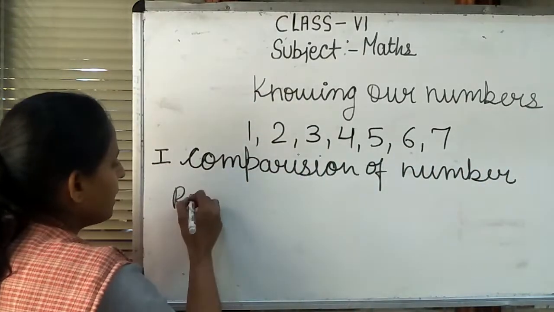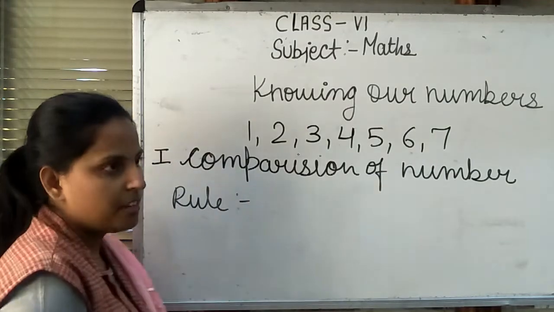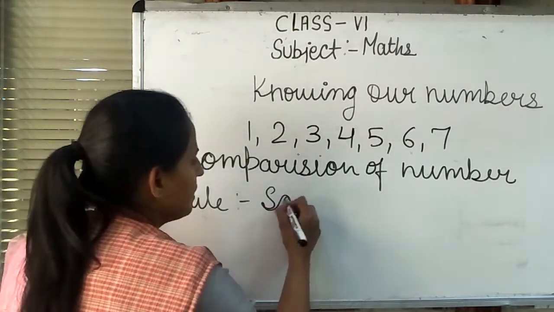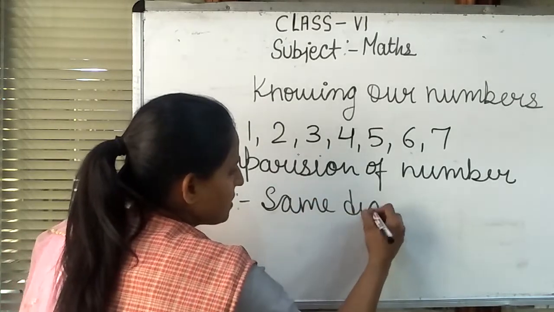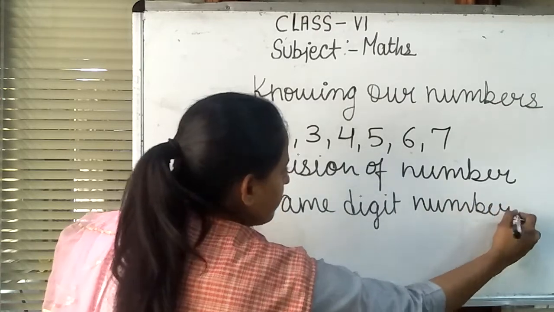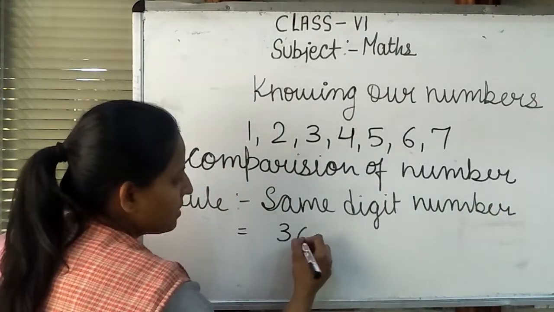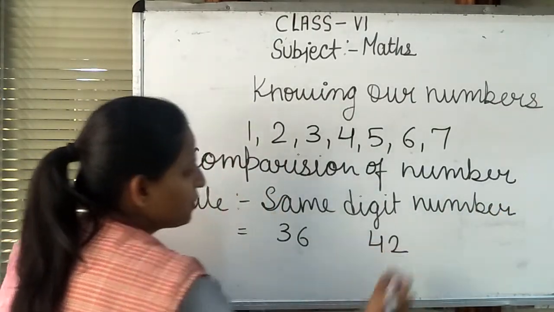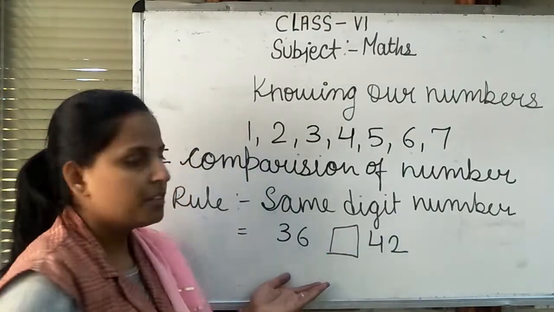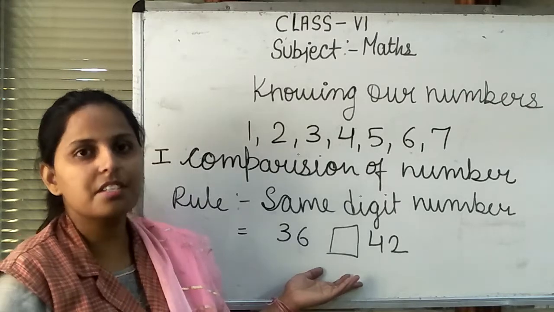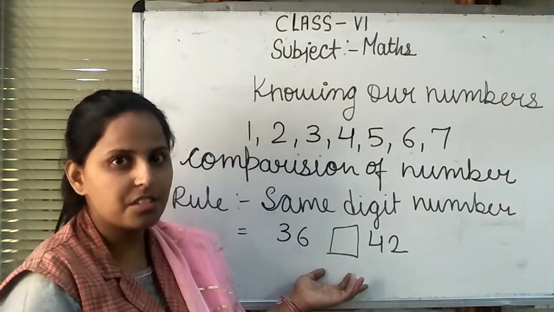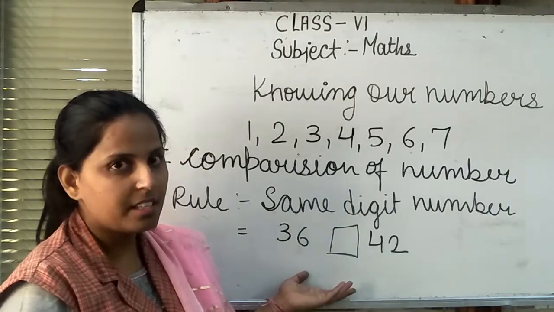Like the first rule, when both numbers have the same number of digits. Now I write 36 and 42. Both are 2 digit numbers. How to compare these 2 numbers? Comparison means finding which one is greater, which one is less and which one is equal. This is comparison in mathematics.